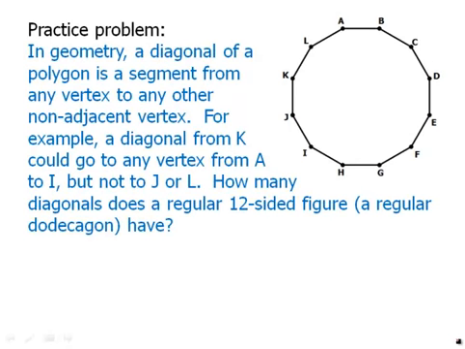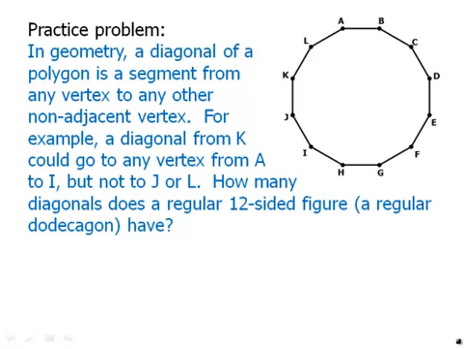We made reference to this back in the geometry section. Now we have the tools where we can count diagonals. So the diagonal of a polygon is a segment from any vertex to any other non-adjacent vertex. For example, a diagonal from K could go to any letter from A to I, but could not go to J or L. So that's just the definition of a diagonal. How many diagonals does a regular 12-sided figure, a regular dodecagon, have?